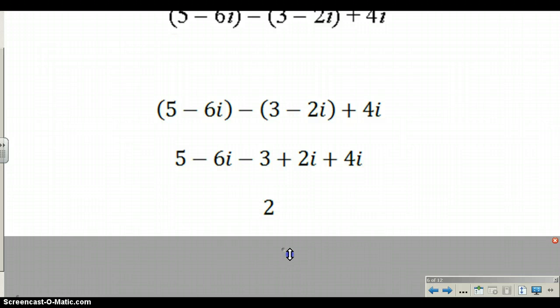You can think of the i as like an x or a variable in this type of problem. It's combining the coefficients in front of the i. And it just so happens that -6i plus 2i plus 4i gives you 0. So the answer to this simple operation problem would be 2.